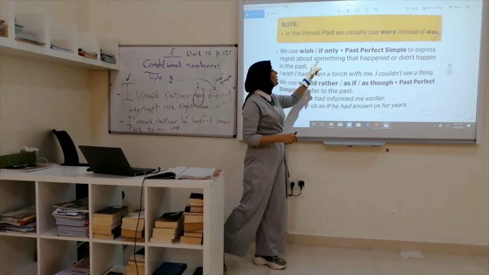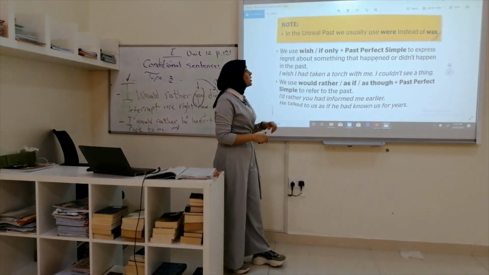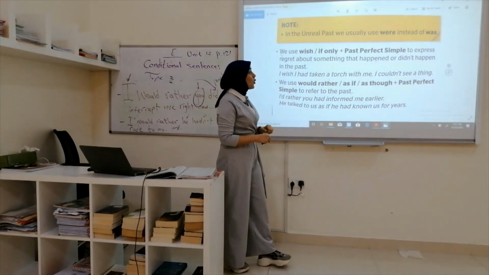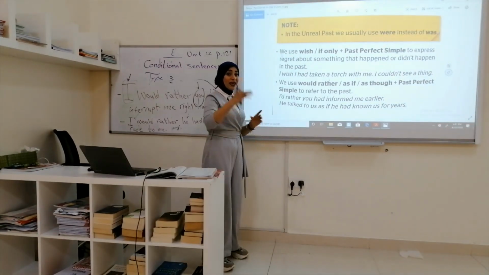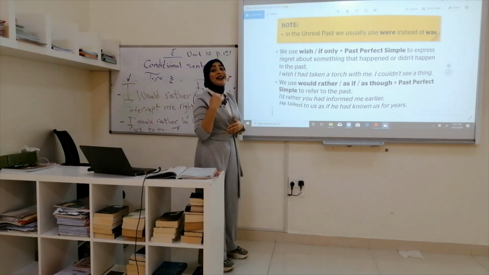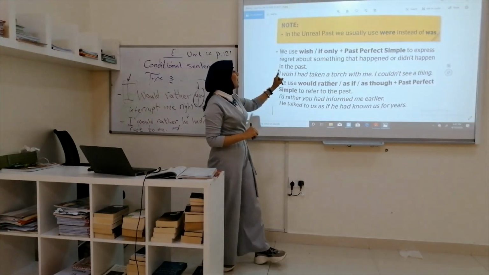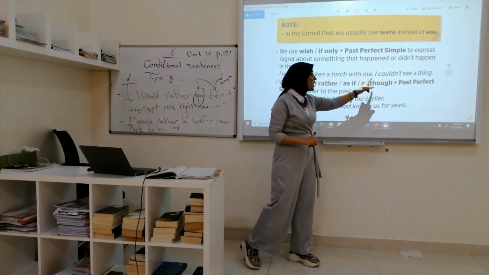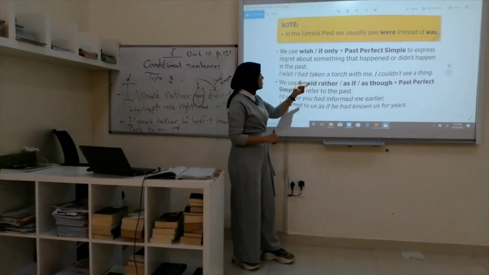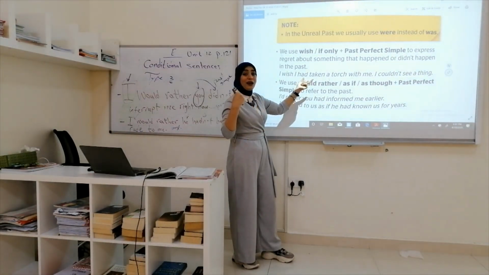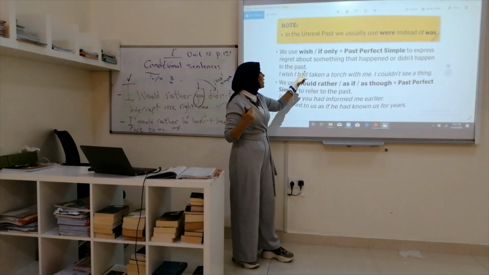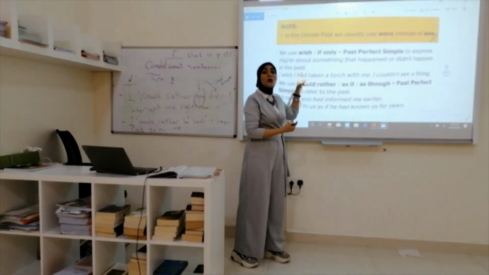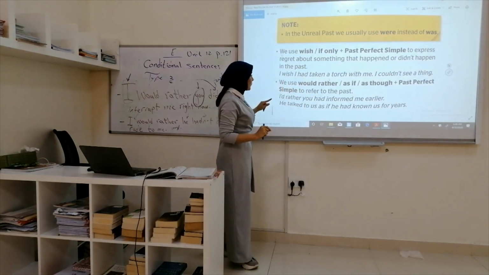We use "wish" or "if only" plus past perfect simple to express regret about something that happened or didn't happen in the past. It didn't happen and it's a kind of regret. I wish I had taken a torch with me. I couldn't see anything. So, again, regret in the past: I wish I had taken, in the past. So "wish" goes with the past perfect because I refer to the past. If I refer to the present or the future, I would use the past simple.